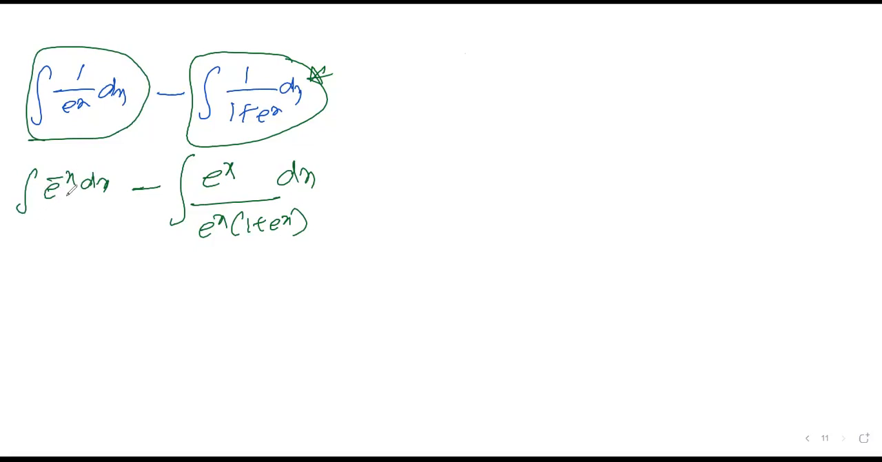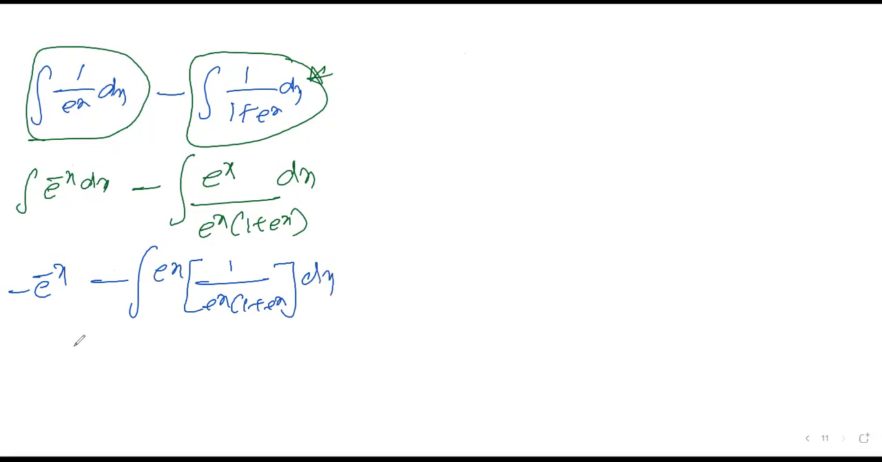Next, e power minus x means what? Minus e power minus x plus c. E power x is equal to e power x, minus x is minus 1. Minus, here I should take e power x common. The question looks like e power x into 1 plus e power x dx.